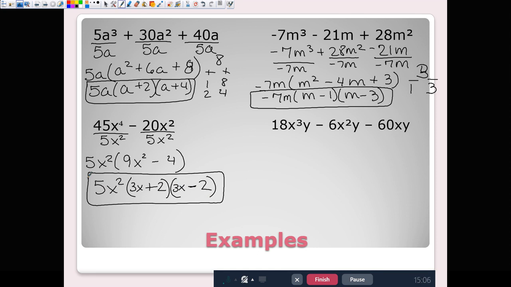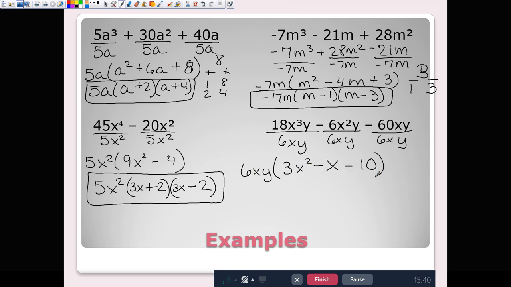Hey, is this in standard form? Yes. Is there a GCF? Yes. 6xy. I'm going to divide everything by 6. Everything has an x in it, and everything has a y in it. So I have 6xy on the outside. And after I divide, I'm going to have 3x squared minus x minus 10.